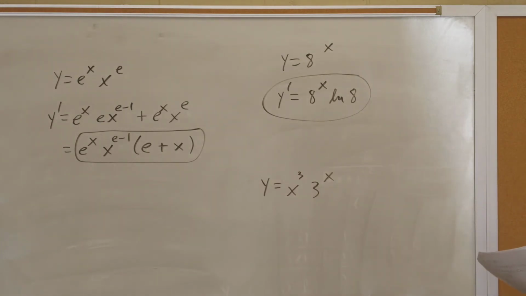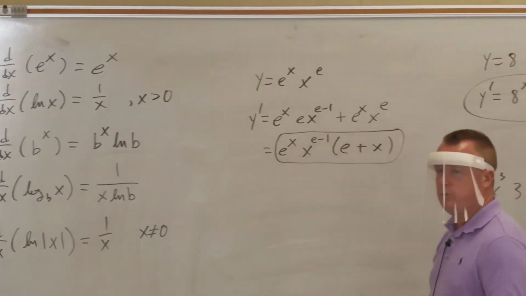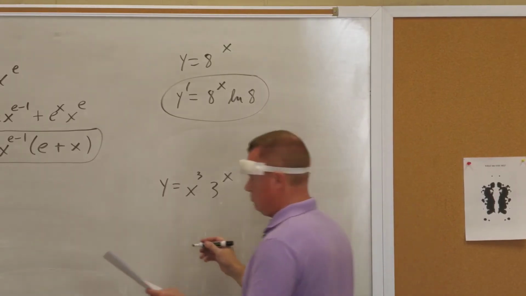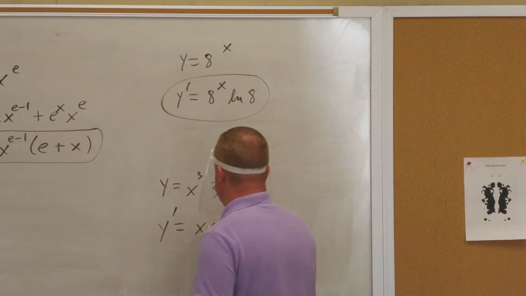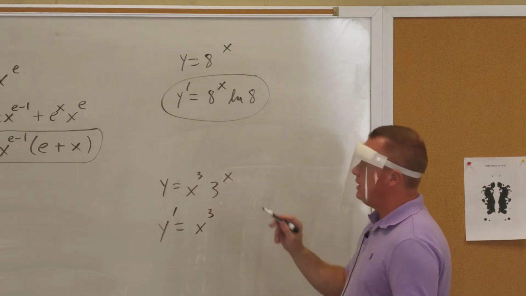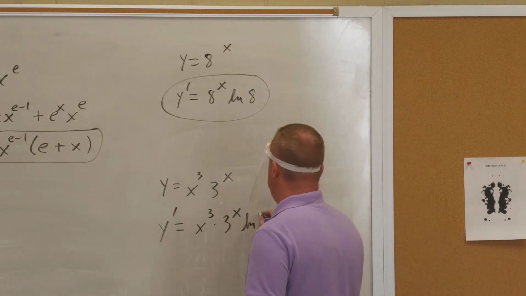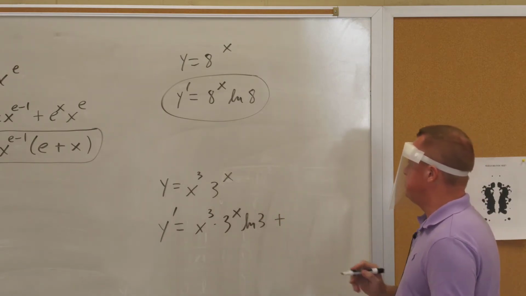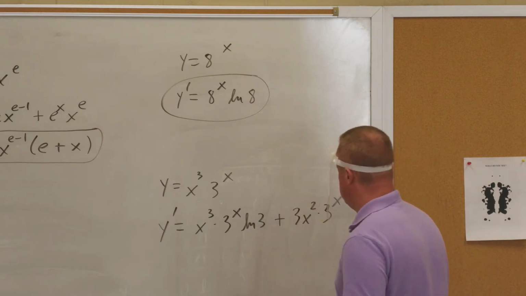Questions about that one? And you'll get those formulas. You'll get these two here on the test. Okay, you have to remember those. This is a product rule. First times derivative of the second. All right? 3 to the x, again, just use our formula there. So this will be times 3 to the x ln 3 plus the second times the derivative of the first. So that'll be 3x squared times 3 to the x.